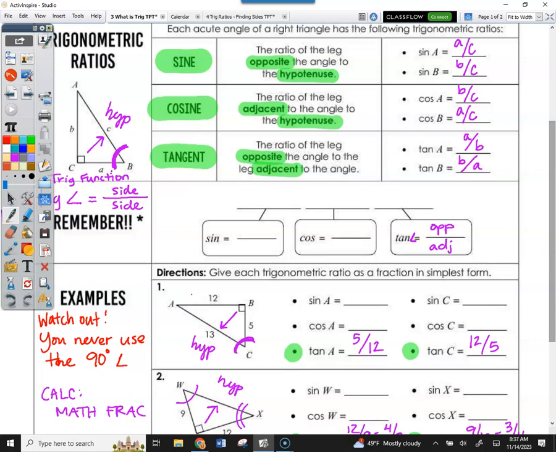Which brings us to this middle section where we're writing the formulas. Sine of an angle is opposite over hypotenuse. Cosine of an angle is adjacent over hypotenuse. And tangent of an angle is opposite over adjacent.